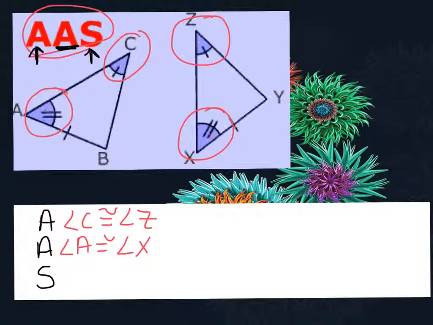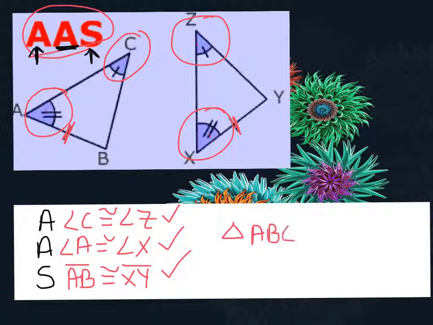And then we can say that side AB is congruent to side XY. And so now that we know that we have an angle and another angle and another side congruent to each other, we can say that triangle ABC is congruent to triangle XYZ by angle, angle, side.